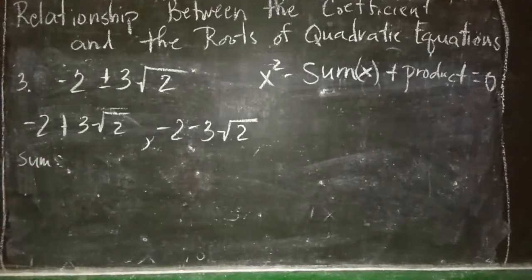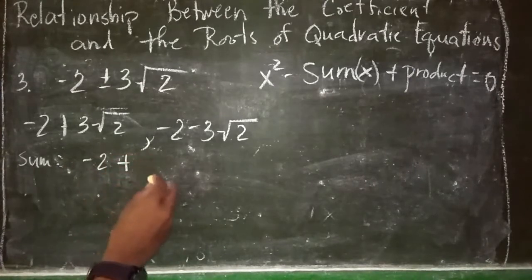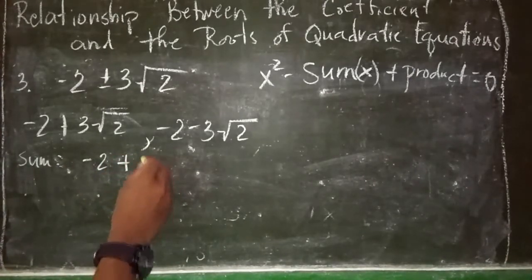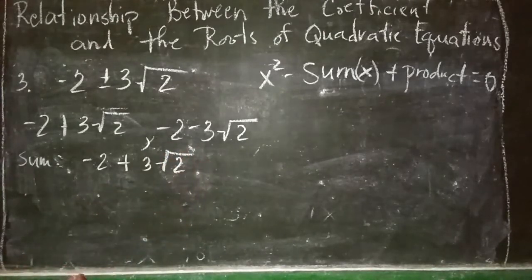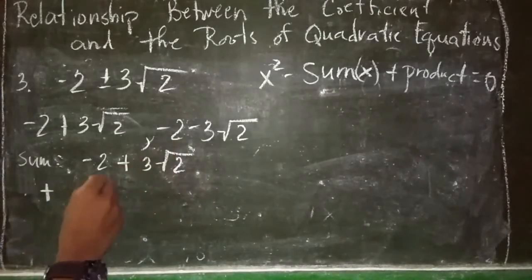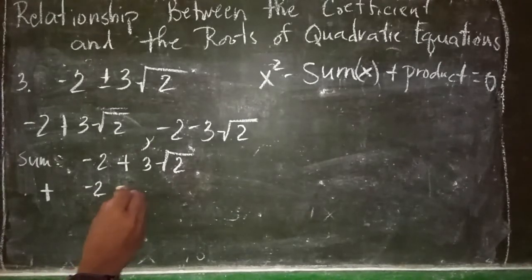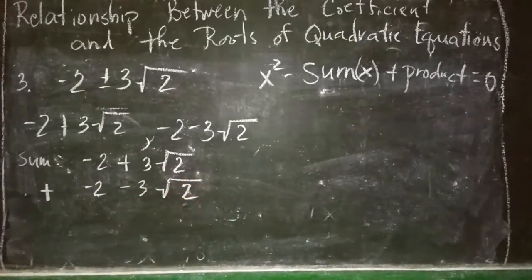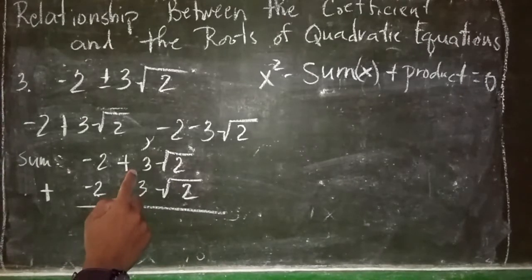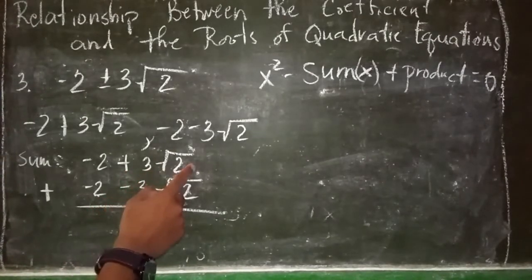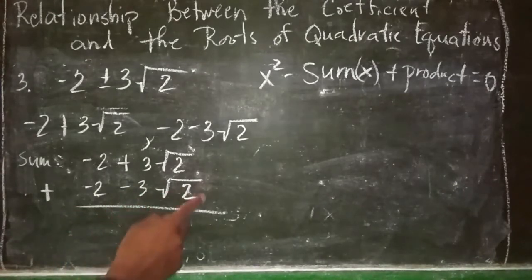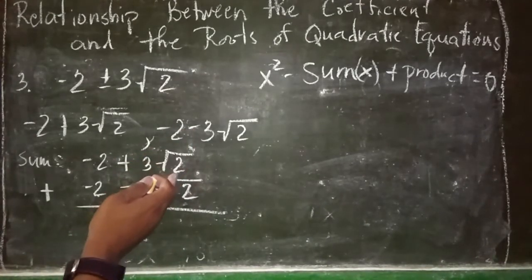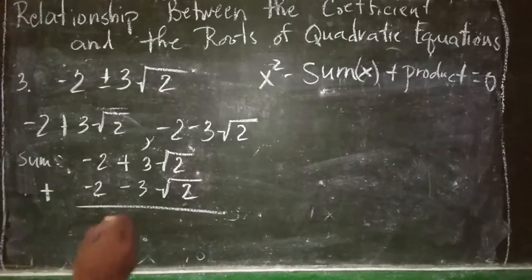So let's now get the sum first. This is quite complicated. Negative 2 plus 3 square root of 2, then plus negative 2 minus 3 square root of 2. Okay, so if you can notice, we can omit this, kasi positive 3 square root of 2, the additive inverse is negative 3 square root of 2. So, pwede na nating tanggalin ito. So, negative 2 plus negative 2, that is negative 4. So, the sum would be negative 4.